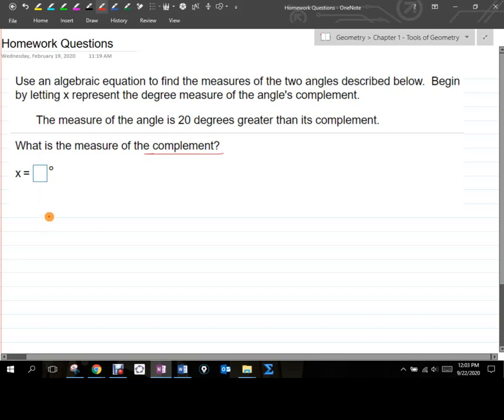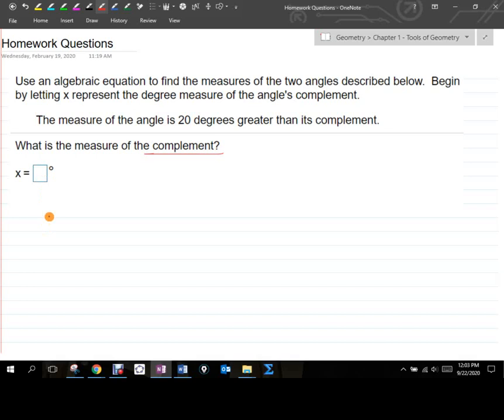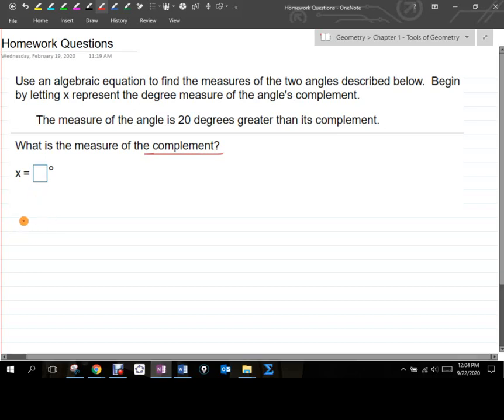It says use an algebraic expression to find the measure of the two angles described below. It says begin by letting x represent the degree measure of the angle's complement. So x equals the angle's complement. Okay. Then the part that we're going to find in a moment and define is what we call the angle. Does that make sense?